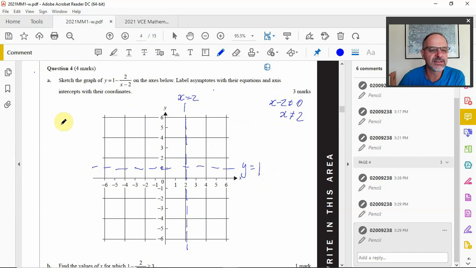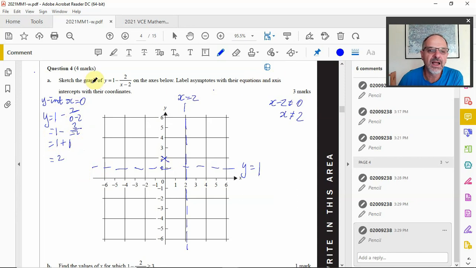Okay, so now I'm going to find the axis intercepts. So I do that the same way I find all intercepts. Y-intercept when x is 0, so we've got y equals 1 minus 2 on 0 take 2. That's 1 minus 2 on negative 2. 2 negatives make it positive. Positive 1, which is 2. So our y-intercept is here at 2.